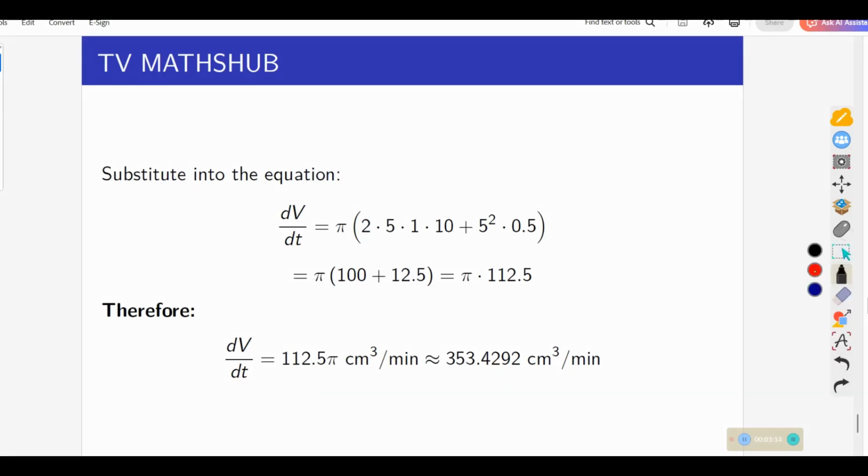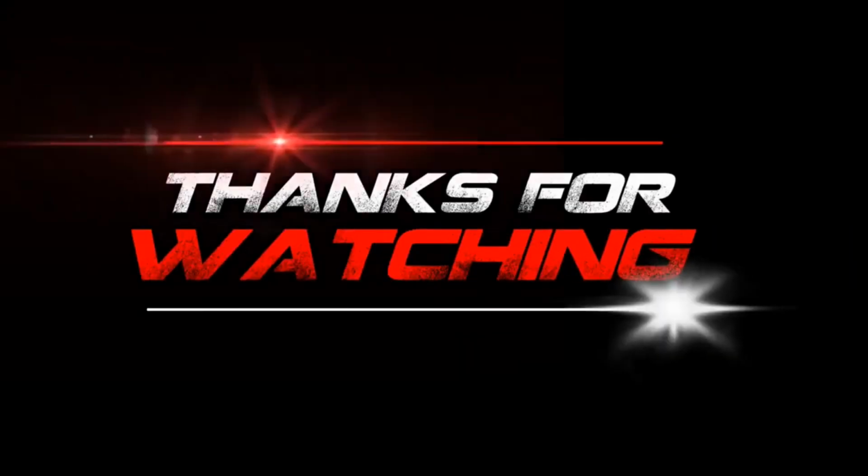So therefore, we shall remain with dV/dt, which is 112.5 pi, that is centimeters cubed per minute. But you can easily also get the value by multiplying 112.5 with the pi value, and we shall remain with 353.4292 centimeters cubed per minute.